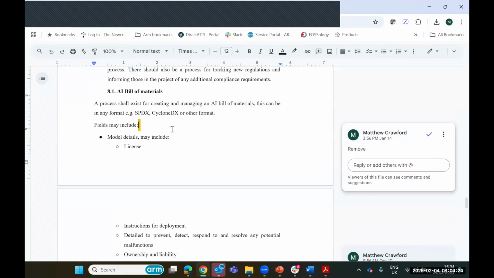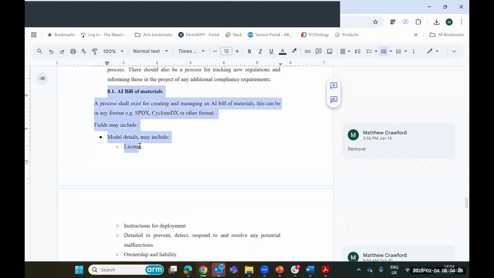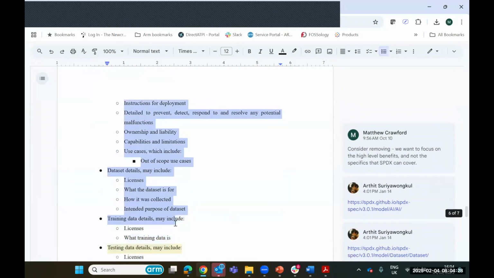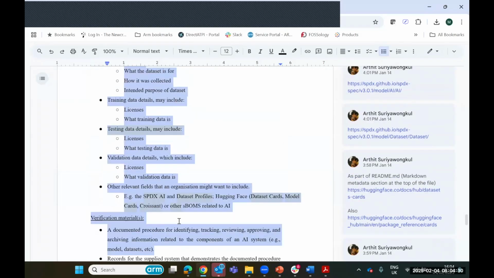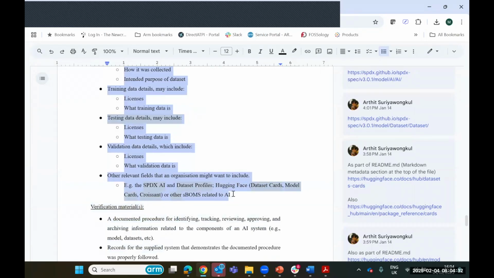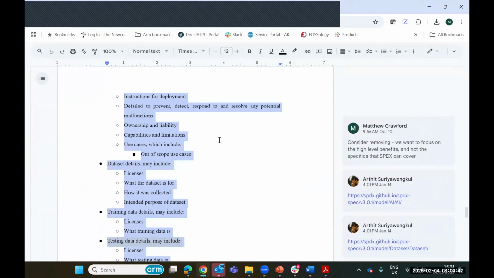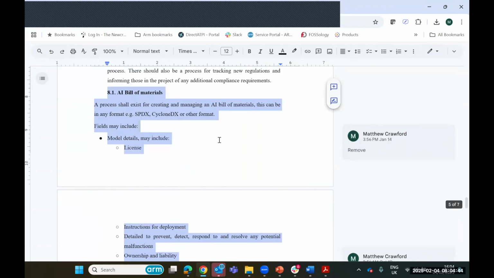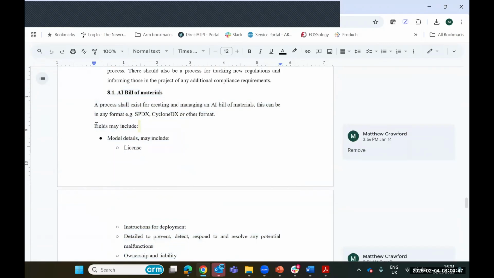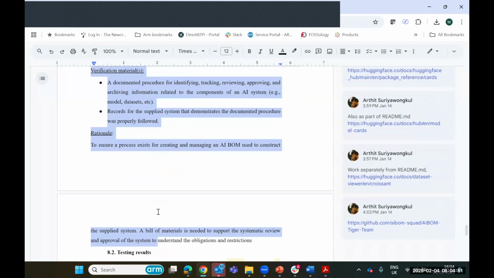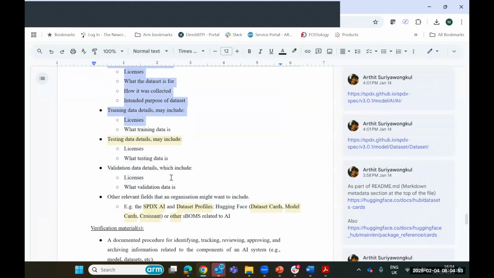So we discussed last time we were going to completely remove the concept of AI bill of material fields. Speak now or forever hold your peace. So are we deleting this whole section? We're keeping the reference to the possible BOM providers at the top, yeah. Apologies, that was my intended thing to remove.